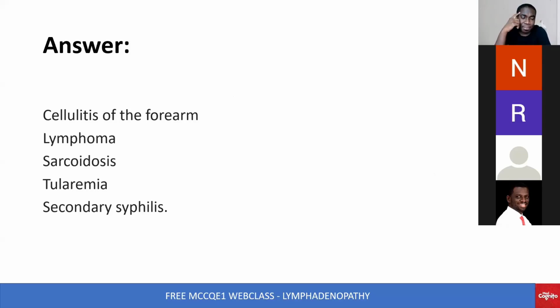Cellulitis of the forearm, lymphoma, sarcoidosis, tularemia, and secondary syphilis. So whoever said syphilis was right. Okay? And whoever said lymphoma is also right.